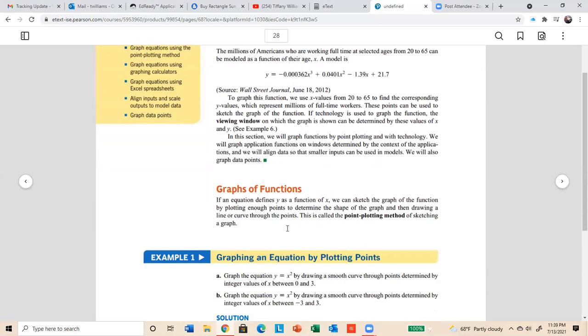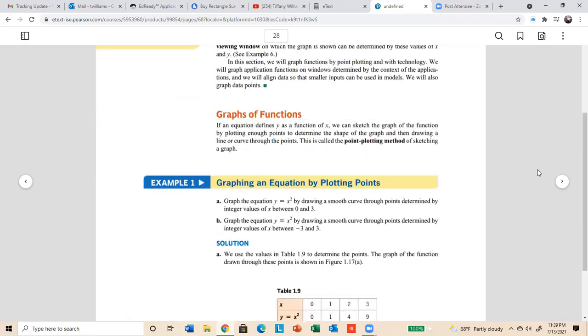Now we're going to talk about a bunch of different methods of sketching graphs when it comes to lines. But the thing about functions is they're not always linear. So that's why we're going to look at the point plotting method to do this. Let's look on page 29 here. There's a really awesome box that I want to point out.